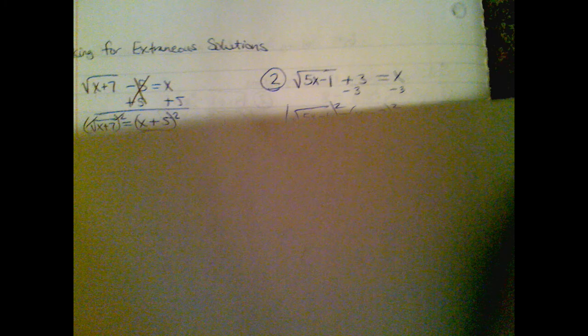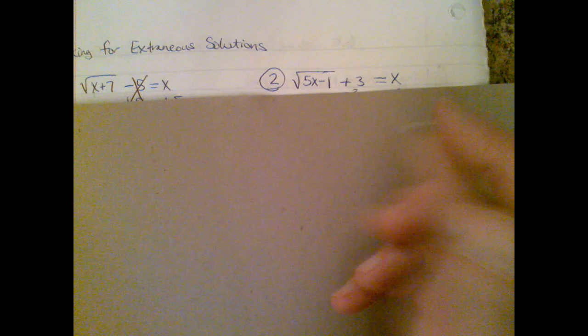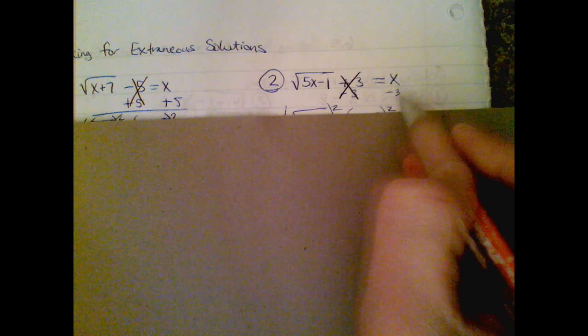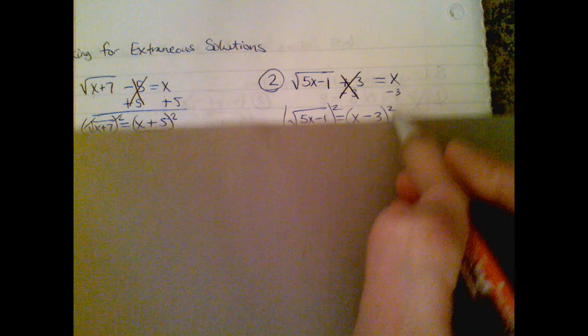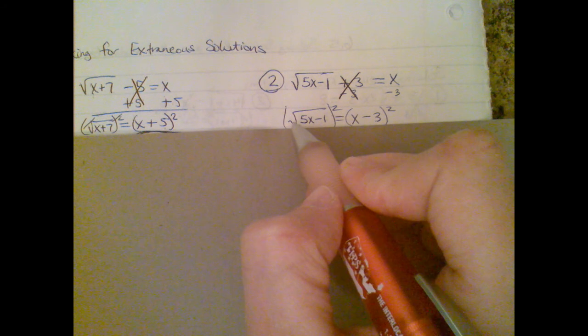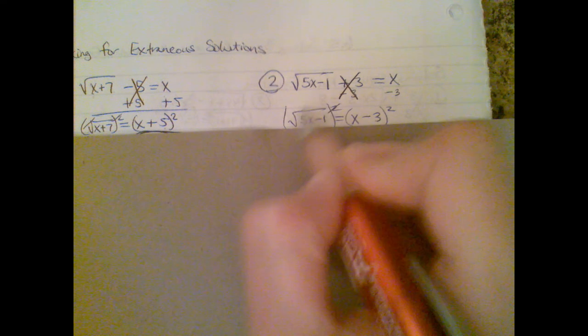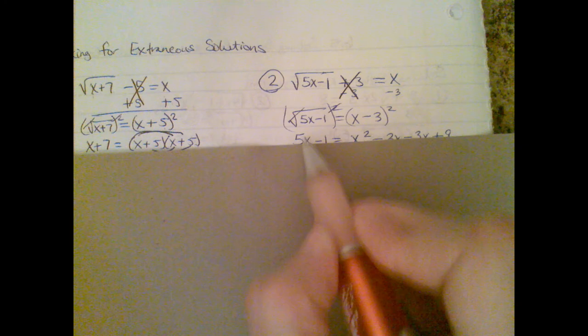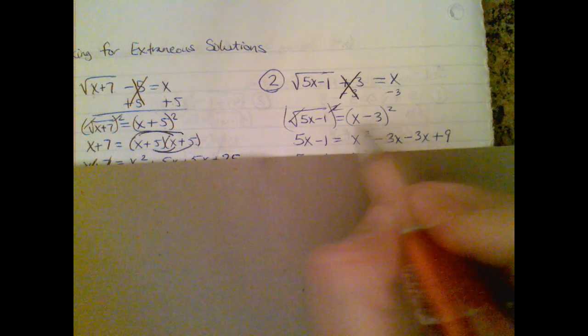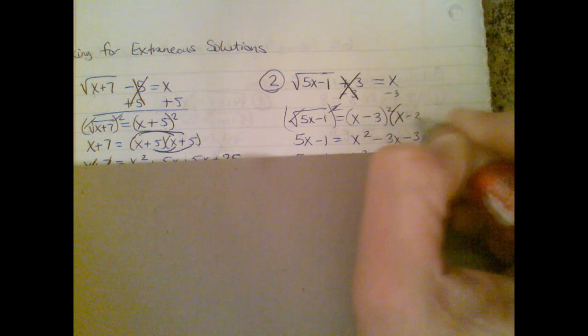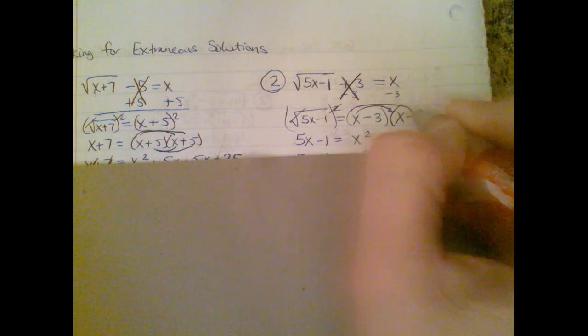This next one, to start off with, I need to subtract the 3, so those cancel out. These are not like terms, so I just put them next to each other, x minus 3. I want to undo the square root sign, so I square both sides. The square and the square root just cancel out. So I have 5x minus 1 equals, and then this I'm going to have x minus 3 times x minus 3. So notice you're going to have to go ahead and distribute.